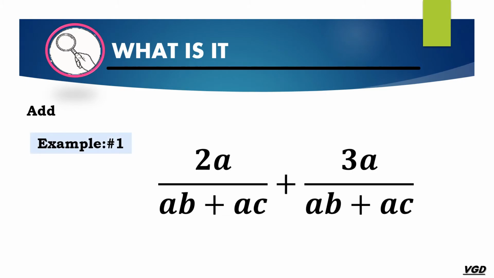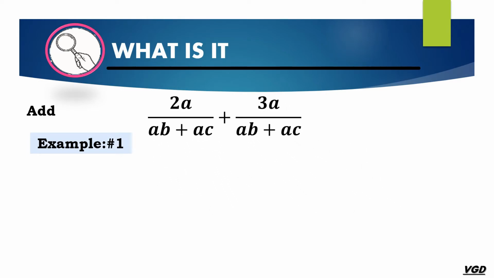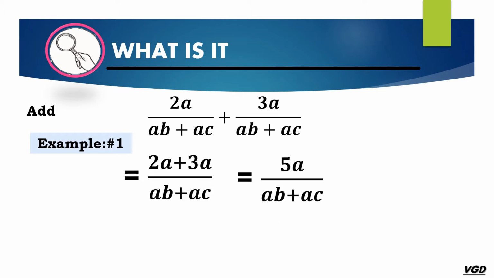Let's have this example: 2a over ab plus ac plus 3a over ab plus ac. Following the rule, we get 2a plus 3a as the numerator, over, just copy the common denominator, which is ab plus ac. Let's simplify. 2a plus 3a is equal to 5a over ab plus ac. We got 5a because they have the same literal coefficient, so in other words, we just combine like terms.